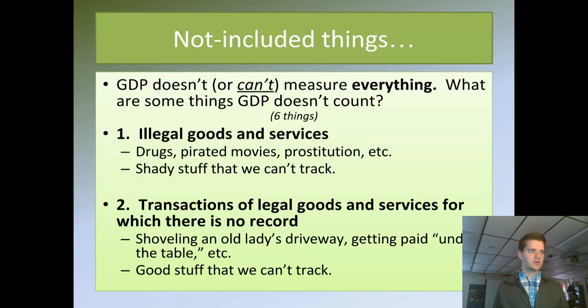When somebody sells drugs on the street corner, or if you make a copy of a movie and you sell it to your friend, that's a pirated movie, that's illegal. We don't count these things in GDP for a couple of reasons. Number one, we usually can't track it because most drug dealers aren't reporting how much money they earned selling drugs. They're not reporting that to the government because then the government would come and catch them, obviously.